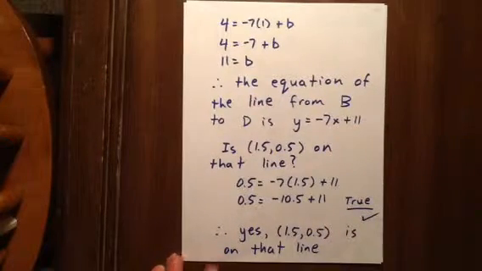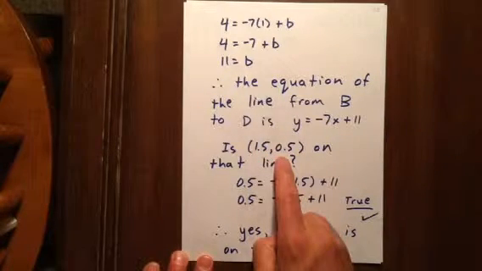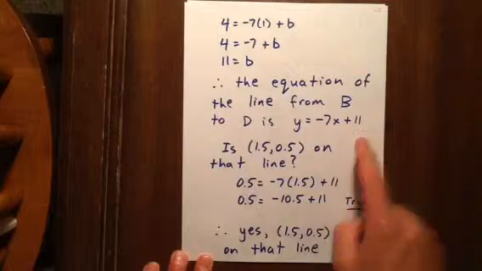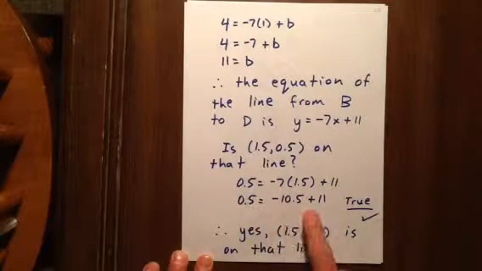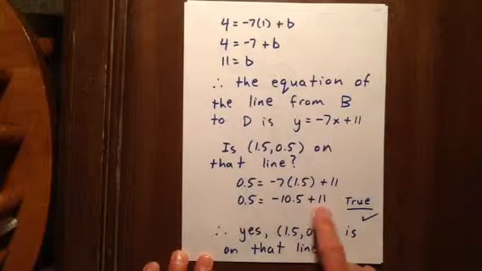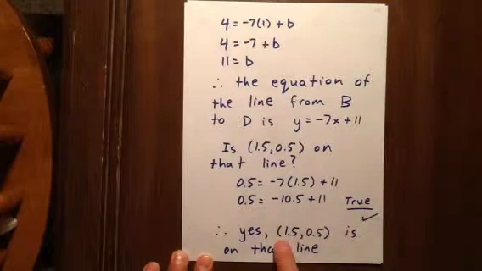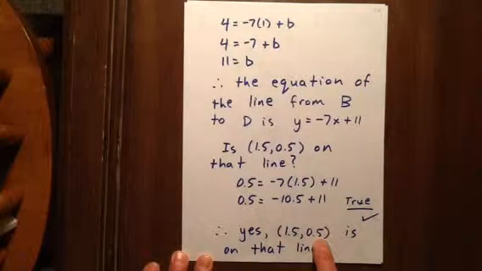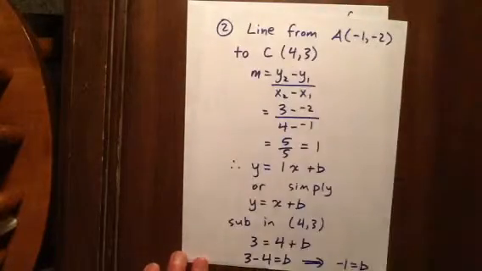We then want to find out if the point of intersection that we claimed is actually on that line. So is the point 1.5, 0.5 on this line? Well, plugging in 0.5 for y and 1.5 for x, we see that we get the equation 0.5 equals negative 10.5 plus 11. This is actually true. So because of that, the point of intersection that we claimed is on the first line at least. Well, let's see if it's on the second line.